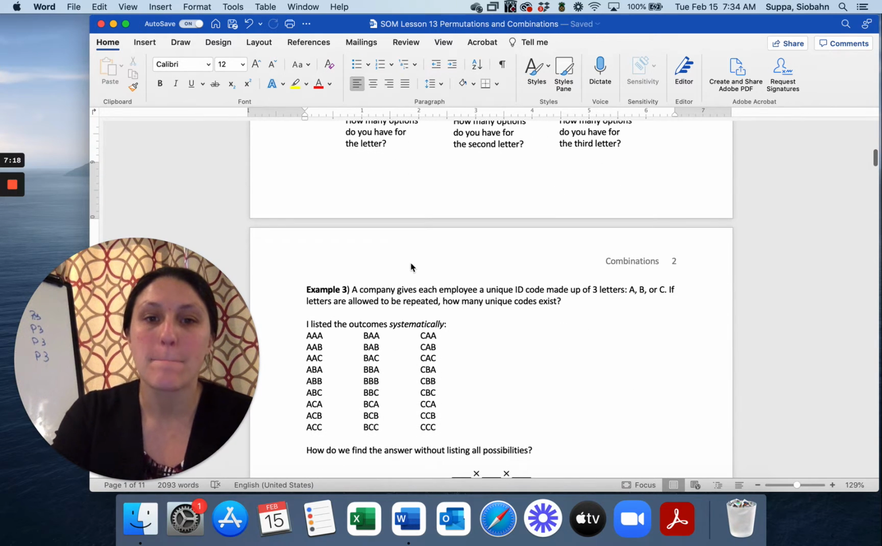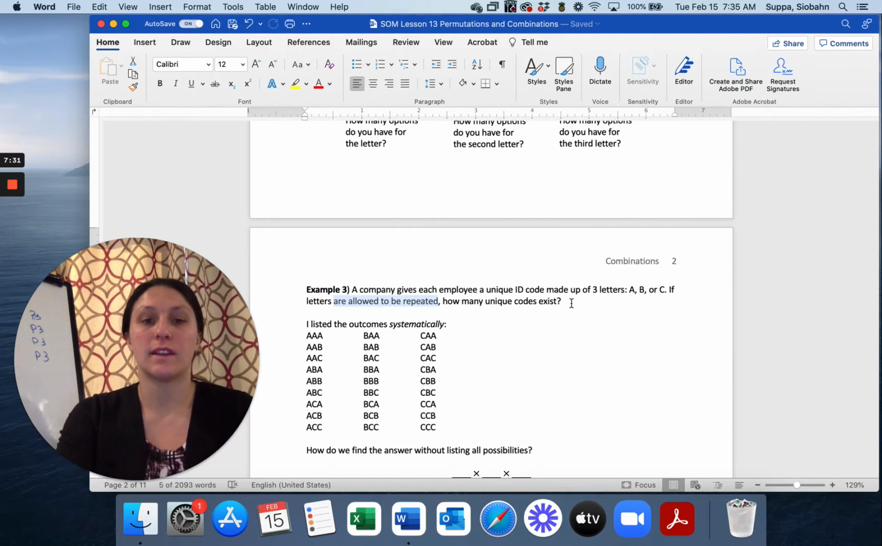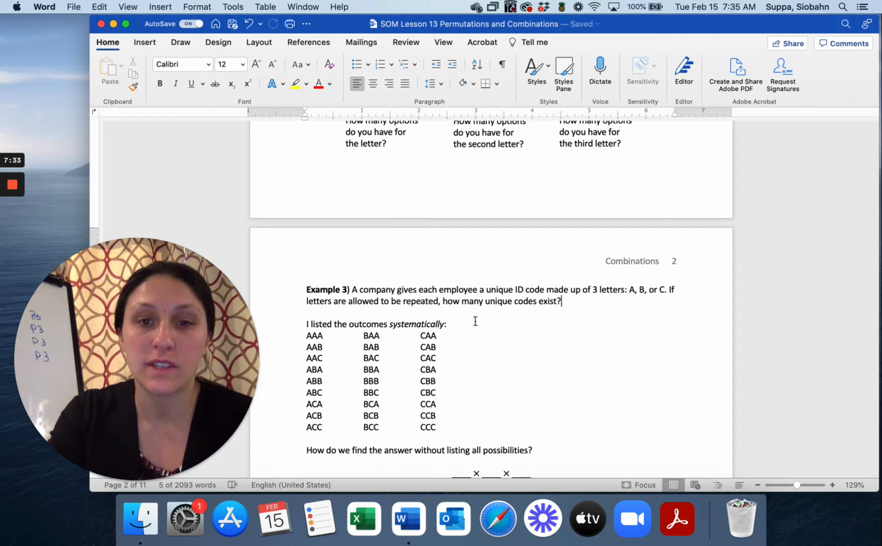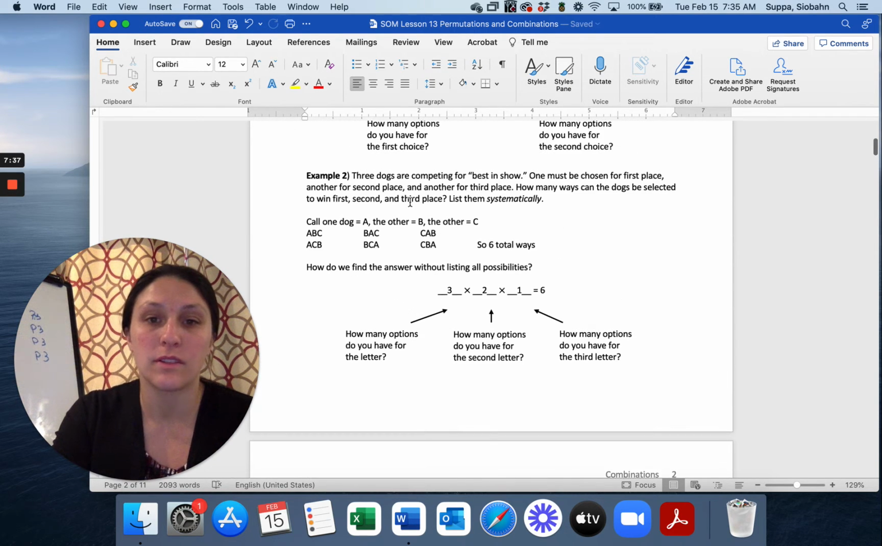All right. So here's another example. A company gives each employee a unique ID code made up of 3 letters, A, B, or C. If letters are allowed to repeat, how many unique codes exist? Okay, so now this is another permutation problem where repetitions are allowed. That's different than the one we just did, which was a permutation problem, but repetitions were not allowed because the same dog couldn't win again.